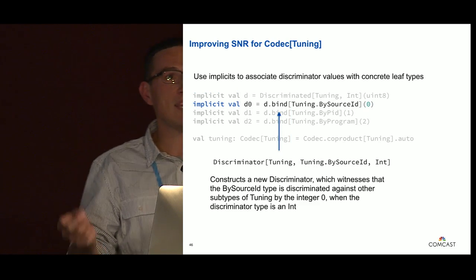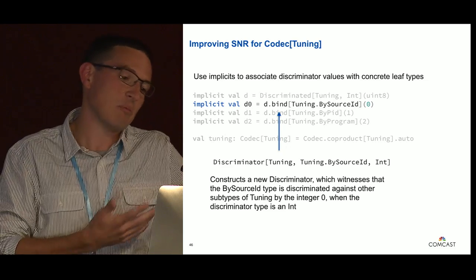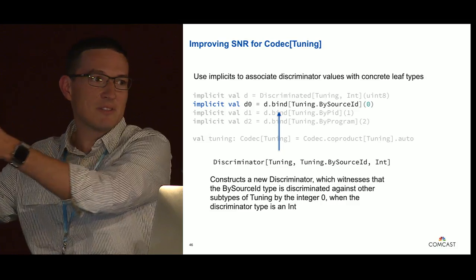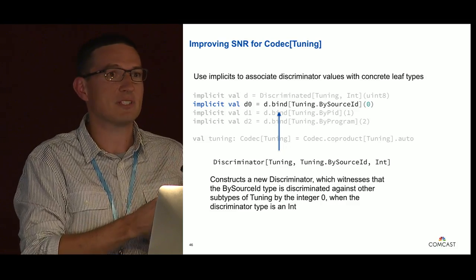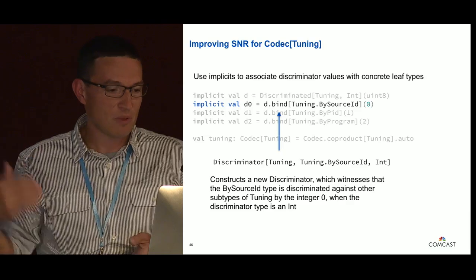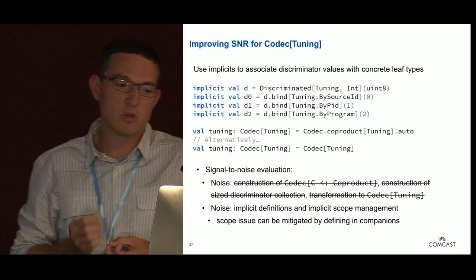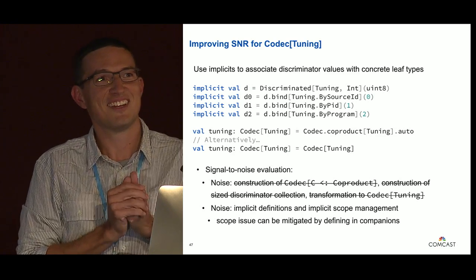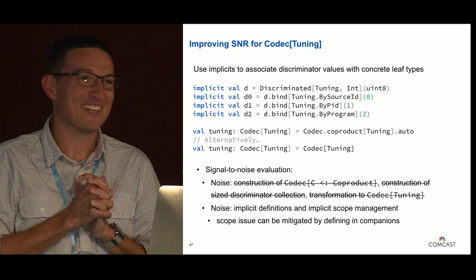Then we bind each individual subtype to an implicit val, basically. We're saying that the by source ID subtype is bound to discriminator value 0, and put that in implicit scope as a value. And do that with each of the additional subtypes. If you do that, you can write codec.coproductoftuning.auto. So I would argue that even if you're comfortable playing games with implicit scope, and I mean realistically, who isn't?